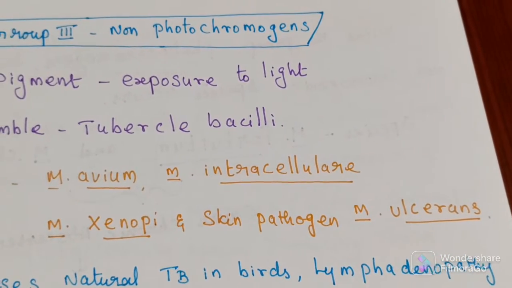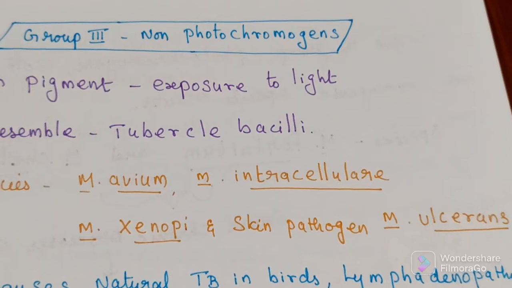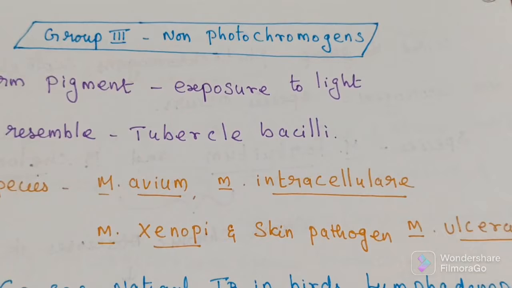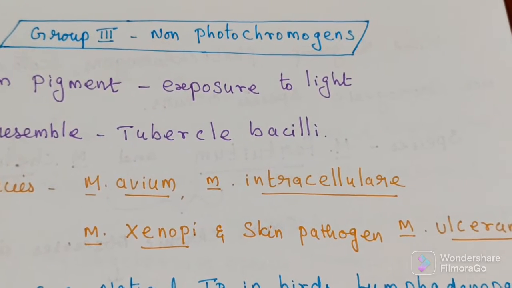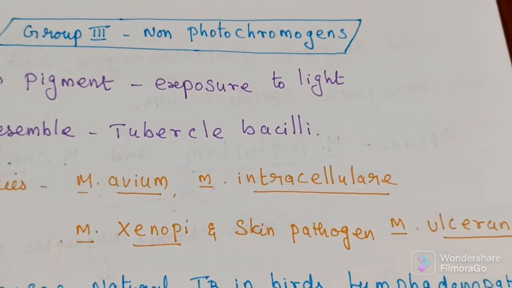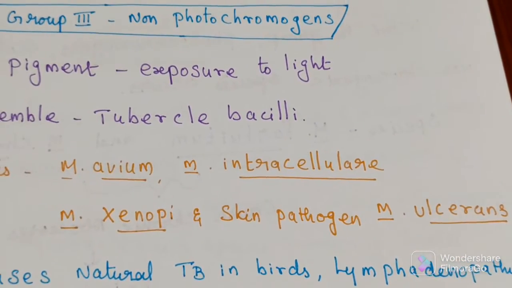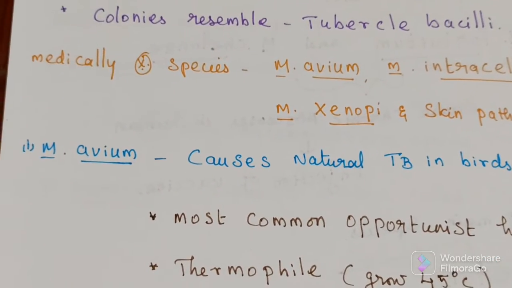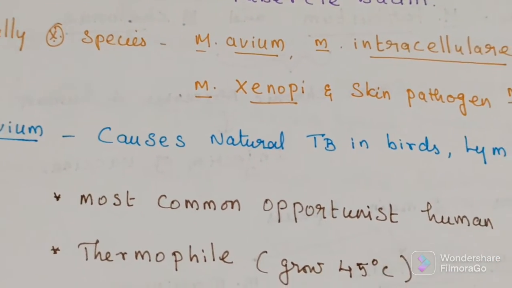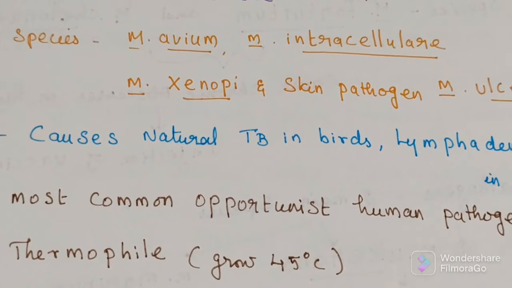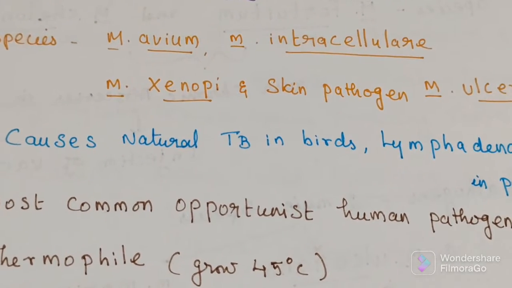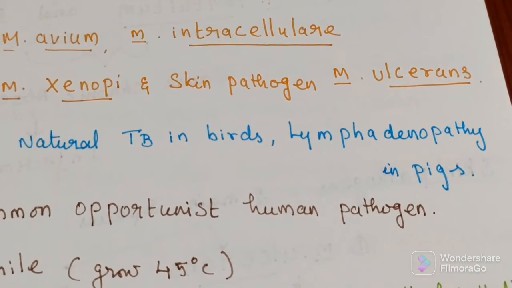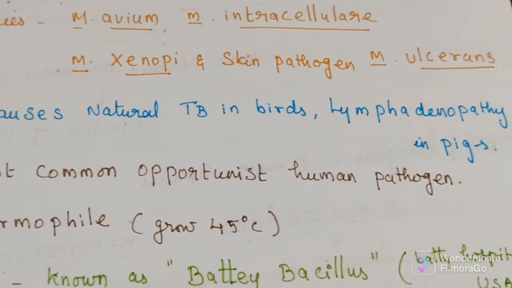Mycobacterium ulcerans. What are the four species that come under group 3? Mycobacterium avium, Mycobacterium intracellulare, Mycobacterium xenopi, and the skin pathogen Mycobacterium ulcerans. So first, let us discuss the first species, Mycobacterium avium. This causes natural tuberculosis infection in birds and lymphadenopathy in pigs. Mainly birds and pigs are affected.